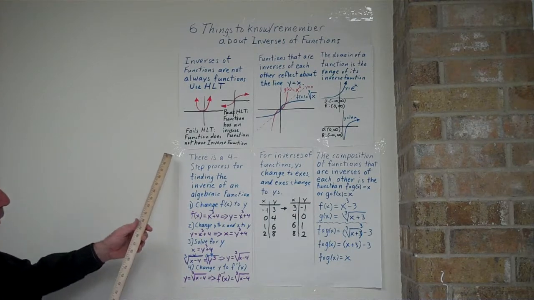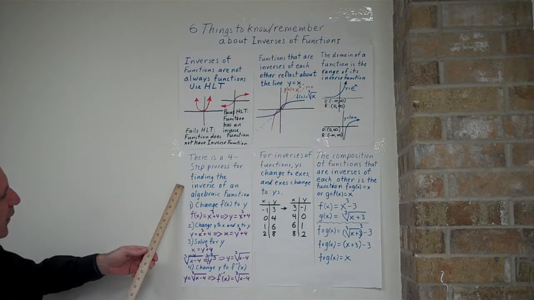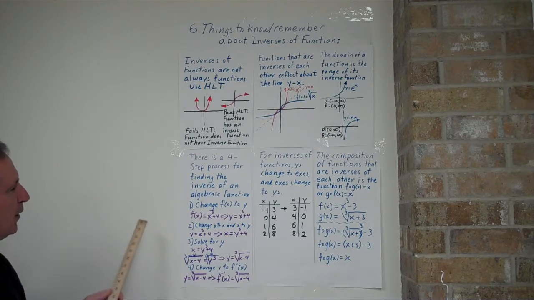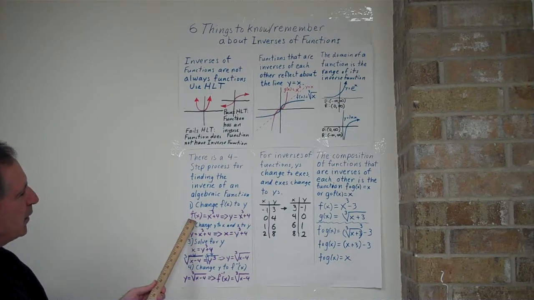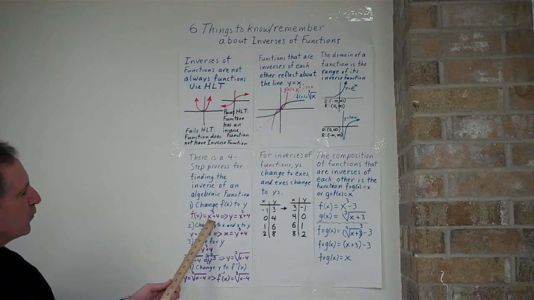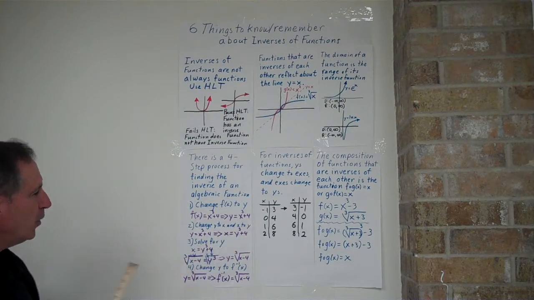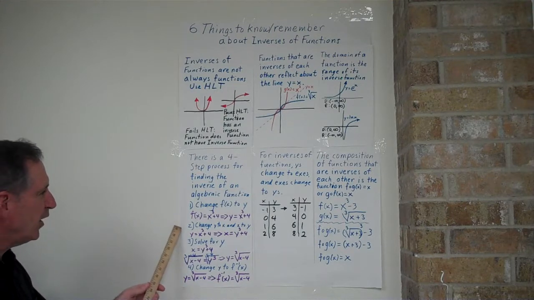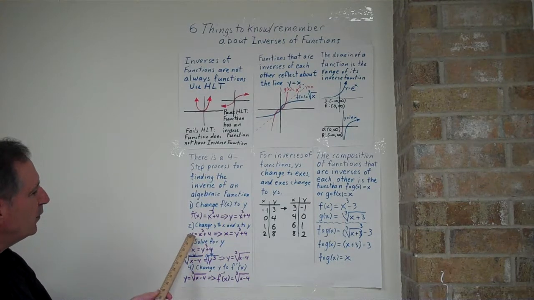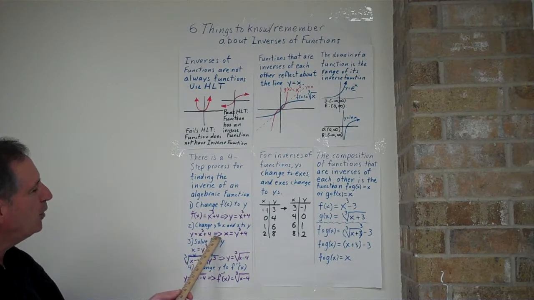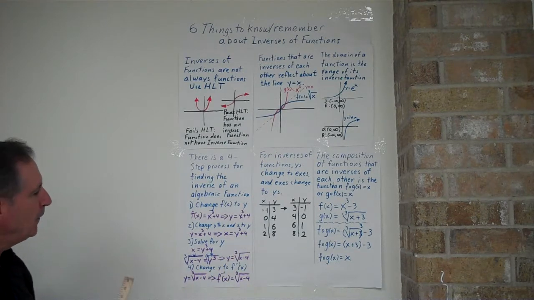And the last thing we're going to look at in this anchor chart is a four-step process for finding the inverse of an algebraic function. Step 1 is change f of x to y. So if we have a function in f of x format, in this case f of x equals x cubed plus 4, we can change that to y equals x cubed plus 4. Step 2 is to change the y's to x's and x's to y's, and so we change y equals x cubed plus 4 to x equals y cubed plus 4.